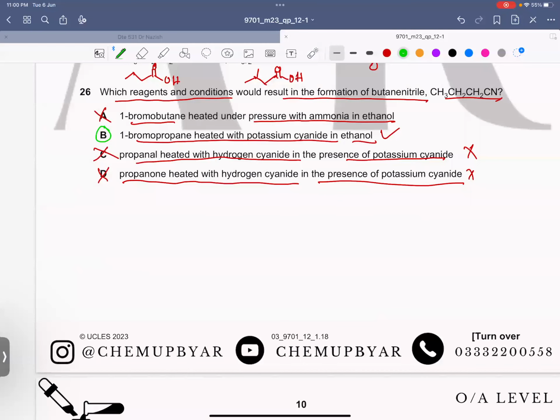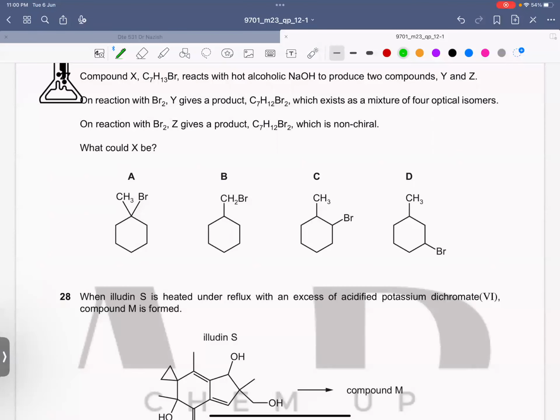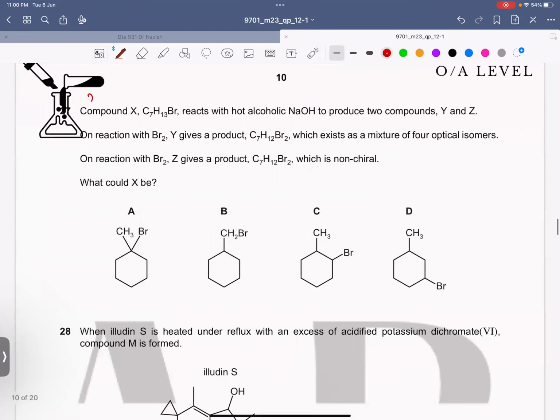Now question number 27. Compound X reacts with hot alcoholic NaOH to produce two compounds Y and Z. On reaction with bromine, Y gives a product C17H12Br2, which exists as a mixture of four optical isomers. On reaction with bromine, Z gives a product. Okay, so we are getting the product which is non-chiral, right?